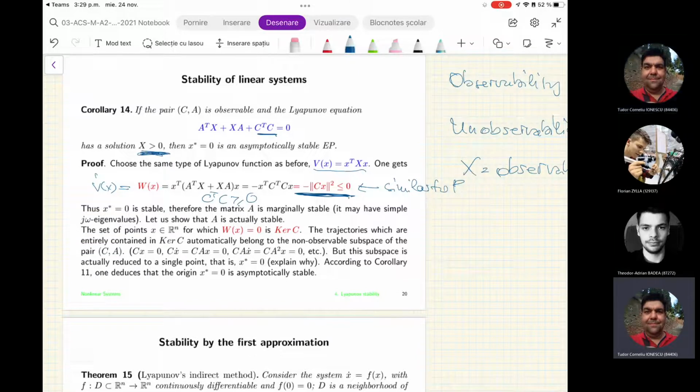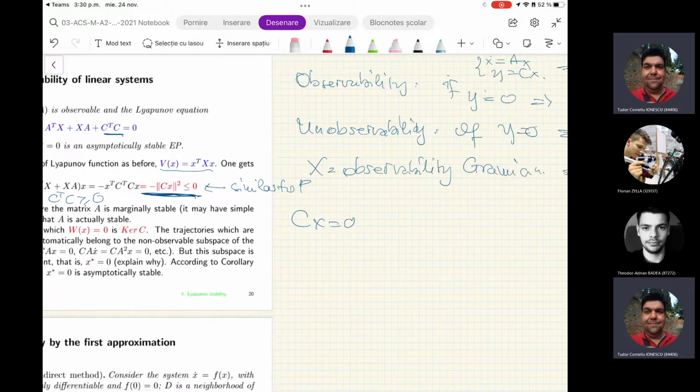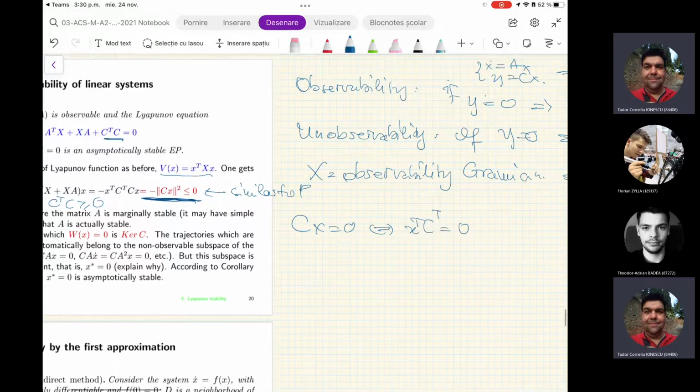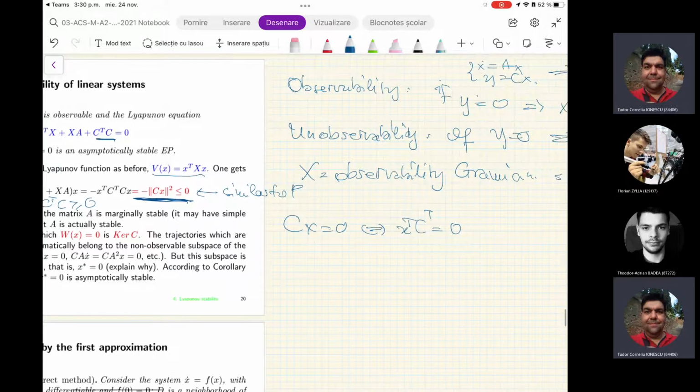Okay, it's stable, but is it actually asymptotically stable? Yes, we are going to use LaSalle's principle, the one we witnessed half an hour ago. Consider the set of points x for which W of x is 0. So Cx equal to 0. It means what? It means x transpose C transpose equal to 0. This is a linear equation in x transposed.